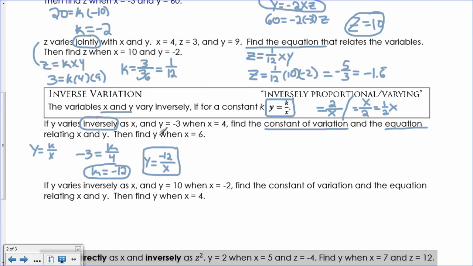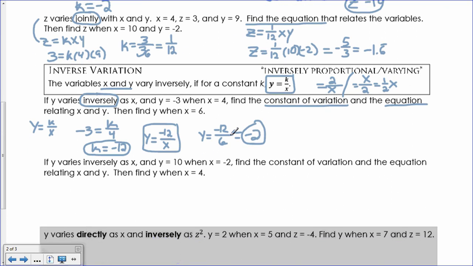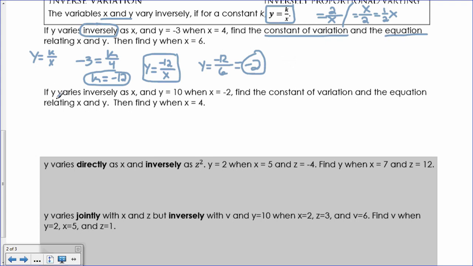And then finally, they want us to find y when x is 6. So in order to do that, we would just plug in the value of x, and we would get negative 2 for y. All right, pretty simple, just like the ones up here. You're just using division this time. This one, again, is inversely. All right, so we have our skeleton equation over here that we're going to be working with.